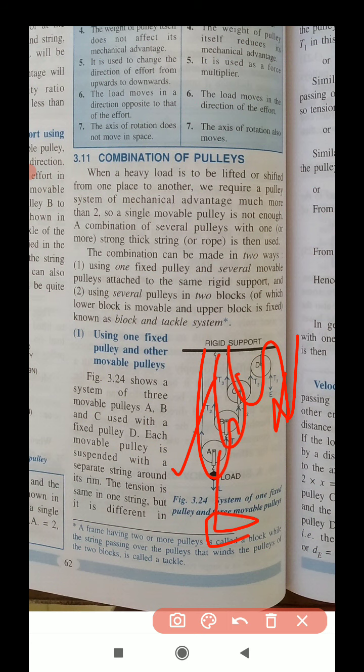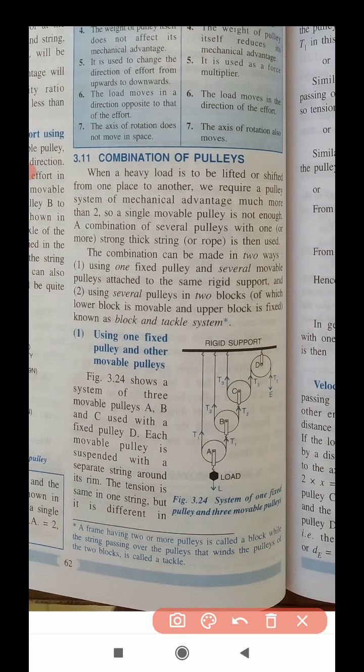For the ideal situation we also consider the pulleys massless and frictionless, as I explained in the previous video. So the load will be balanced only by tension forces. There is no other force, because we take the pulleys massless and the string or rope massless too. So if we calculate the tension forces, then we can easily get the mechanical advantage, because the load is balanced by the tension force.